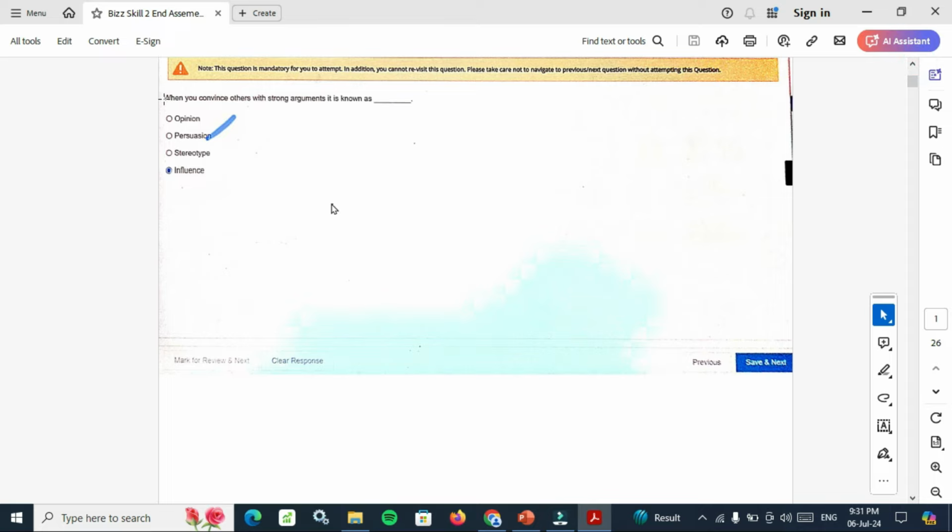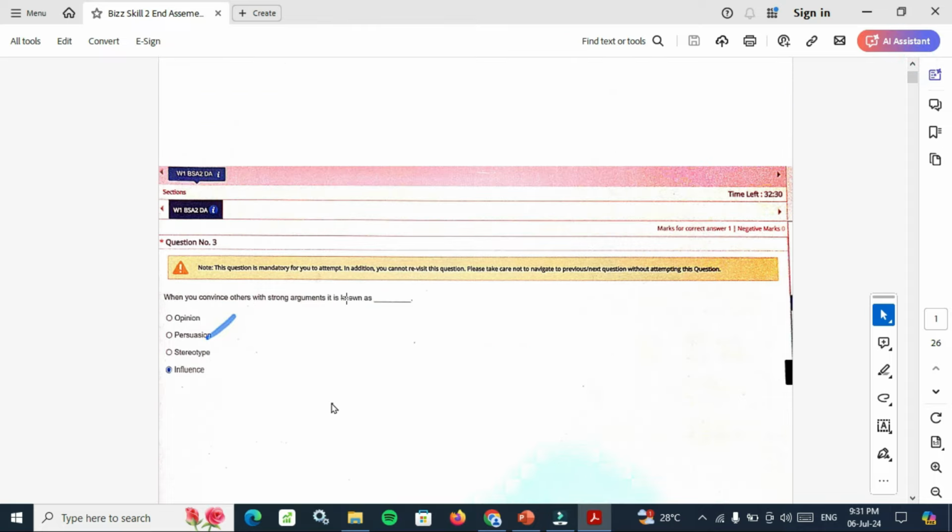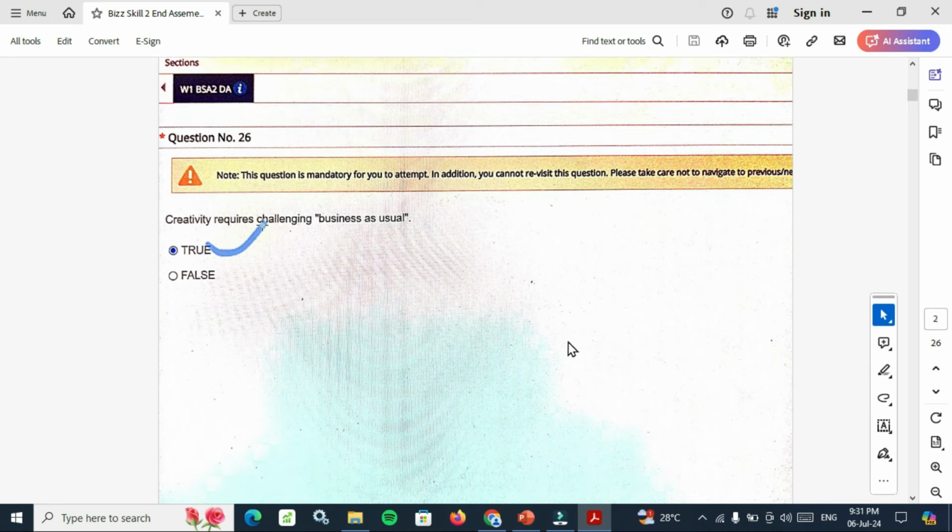Question 1: when you convince others with a strong argument, it is known as? The right answer will be persuasion. And, creativity requires challenging business as usual. This is a true statement.